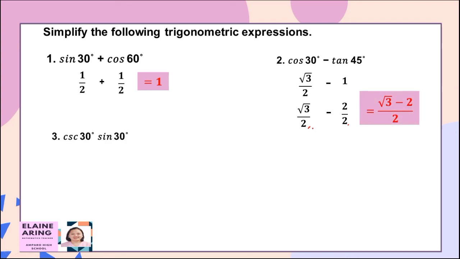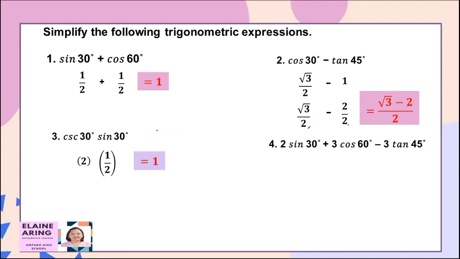Next. Number 3. Cosecant 30 degrees times sine 30 degrees. So, cosecant is 2. Sine 30 is 1/2. So, 2 times 1/2, the answer is 1. Okay, last example. Number 4. 2 times sine 30 degrees plus 3 times cosine 60 degrees minus 3 tangent 45 degrees. So, we have 2 times 1/2 plus 3 times 1/2 minus 3 times 1. Then we simplify it. 2 times 1/2 is 1 plus 3 times 1/2 is 3 over 2 minus 3.